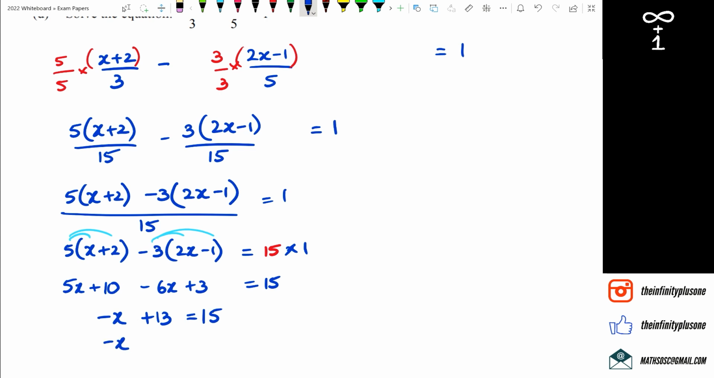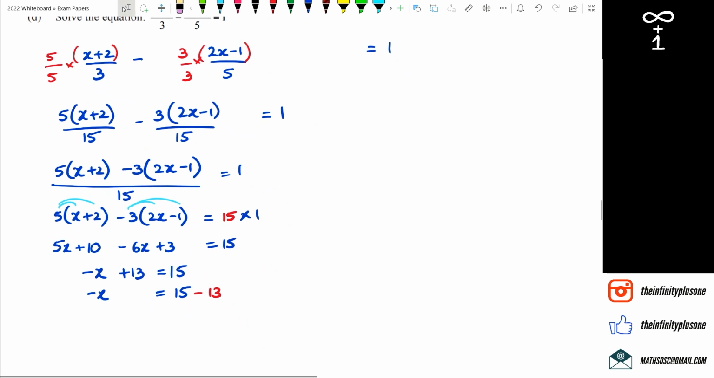And then negative x is equal to 15, and the positive 13 comes to the other side and becomes minus 13. We get negative x is equal to positive 2, and then we can say x is equal to negative 2, because we just flip the symbol over to the other side. Or if you go 2 divided by negative 1, you're going to get negative 2 as well.